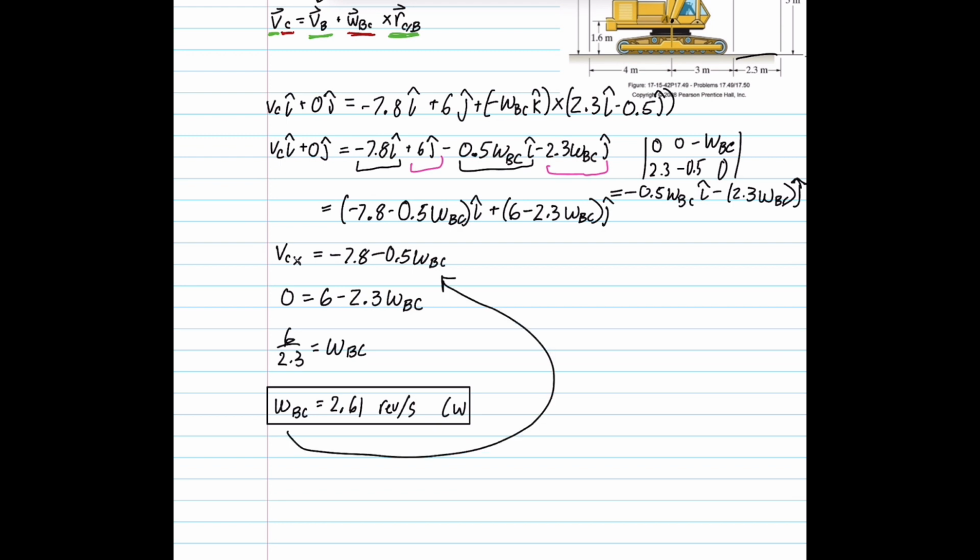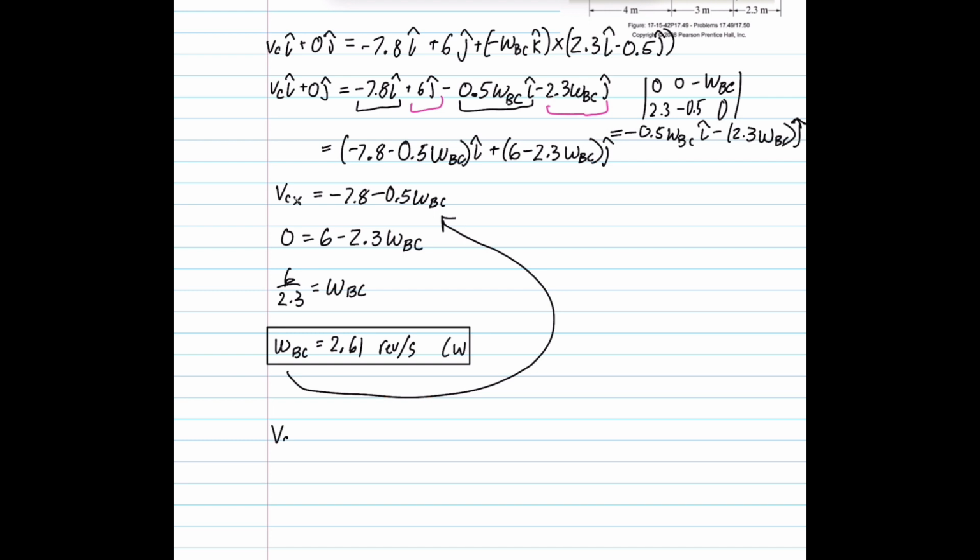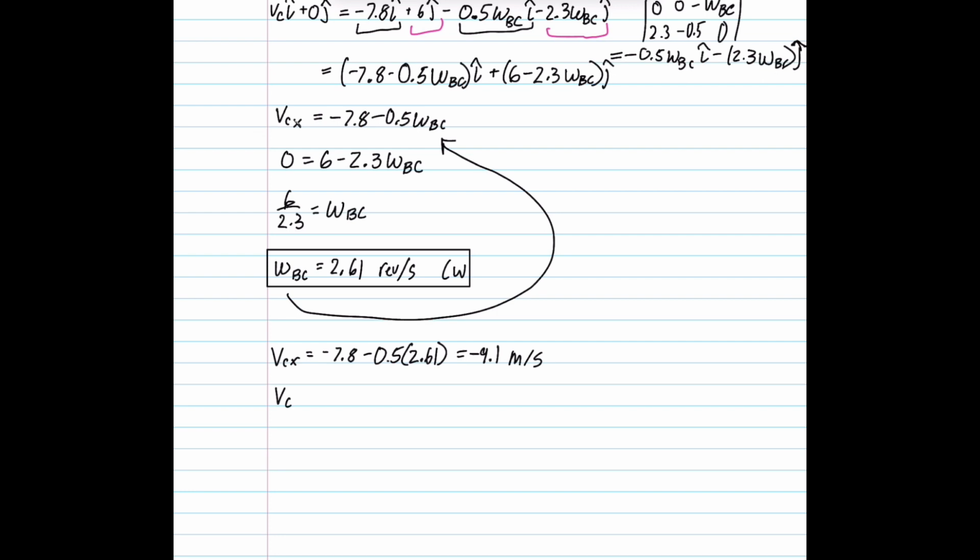So let's plug in the angular velocity of BC into this equation for the component of VC in the x direction. And then simple math gives us negative 9.1 meters per second. And since we know what the x component is and the y component, we can now write this velocity vector in terms of i and j hat components, which is what they want. So that is the velocity of point C with the constraint using the angular velocity that we found to be 2.61.